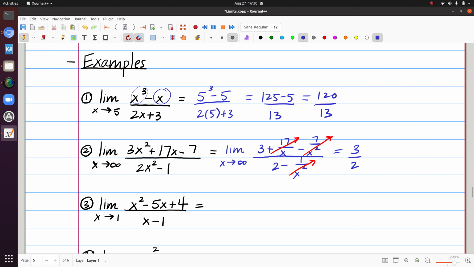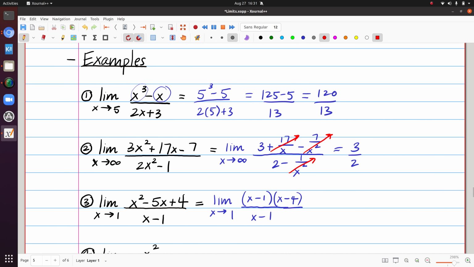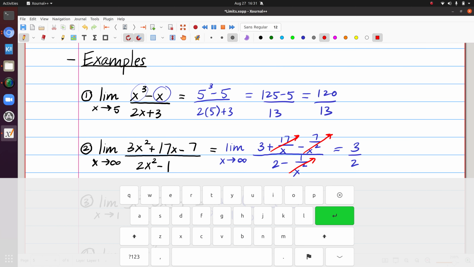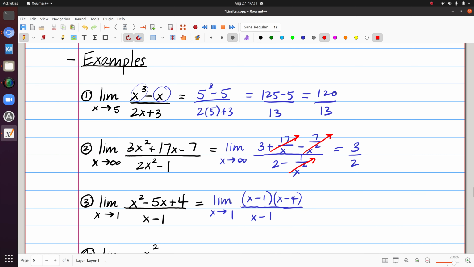Well, what I can note is that it's significant that both the top and the bottom evaluate to 0 at 1. 1 is actually a root in this case. So notice that the top, I can take advantage of that by factoring. If I have x minus 1 and x minus 4 multiplied together, that's what I get here. The reason this is useful is that in terms of finding this limit, we can cancel the common factor from the numerator and the denominator.